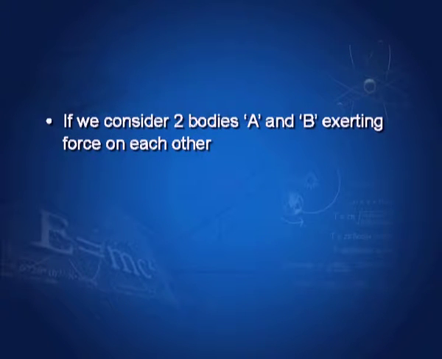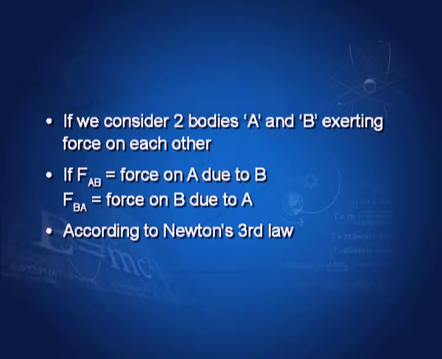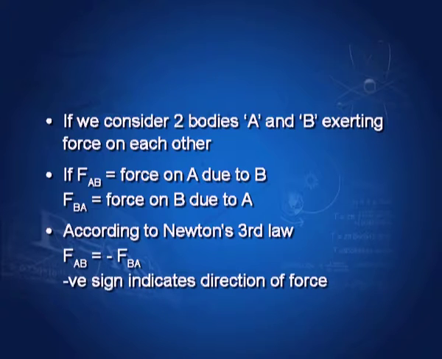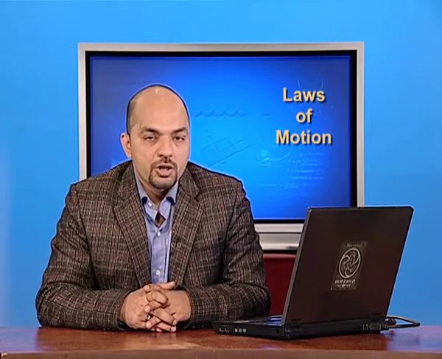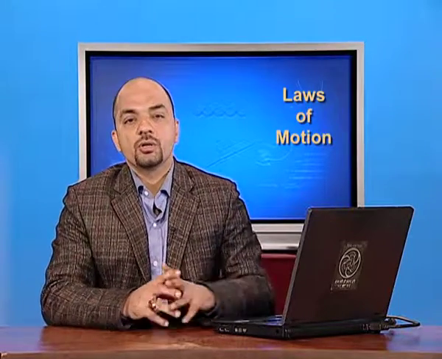If we have two bodies, say A and B, A exerts a force on B and B exerts a force on A. If FAB equals the force on A due to B and FBA equals the force on B due to A, then according to Newton's third law of motion, FAB equals minus FBA. The negative sign indicates the direction of force. That means the two forces are equal in magnitude but opposite in direction. This pair of forces is also known as the action-reaction law.